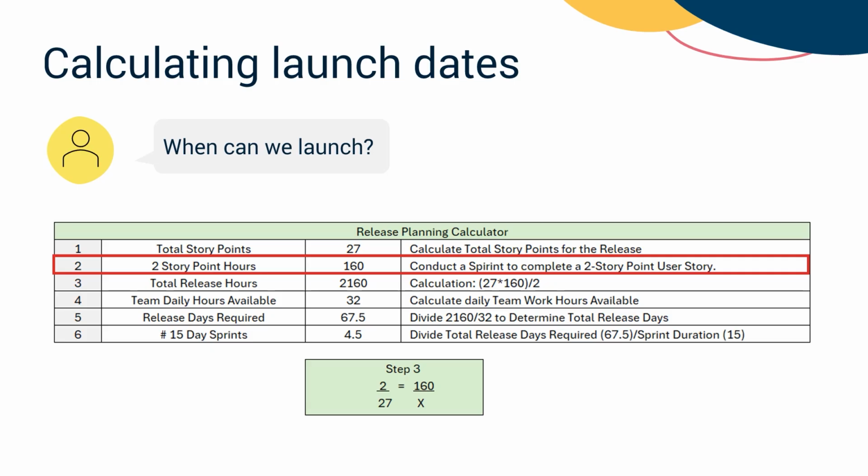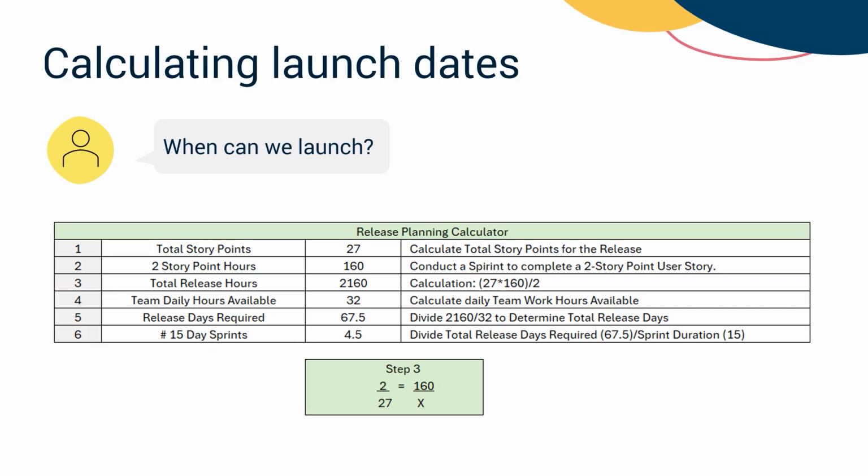In this example, the team chose a 2-story point user story. They meticulously logged their time, and it took them 160 hours to complete the story. The next row in the calculation worksheet requires a simple equation. If 2 story points take 160 hours, then 27 story points will require 2,160 hours to complete for release. As you can see, the equation multiplies 27 story points by 160 hours and then divides by 2, giving us 2,160 hours.